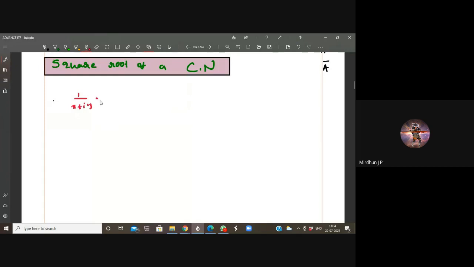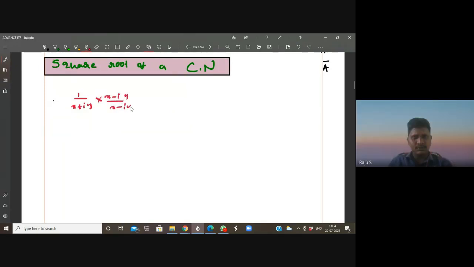Rationalize with x minus iota y. This is easy. Even if it is i power something, like i power 10, or 2 plus 3i power 10, we may also change it into standard form like this, by rationalizing.